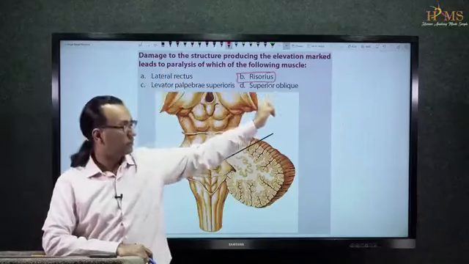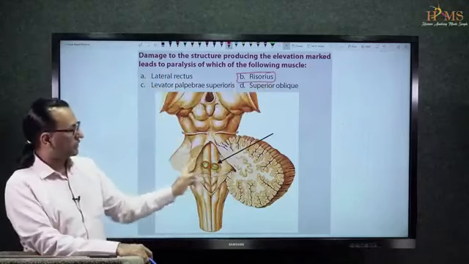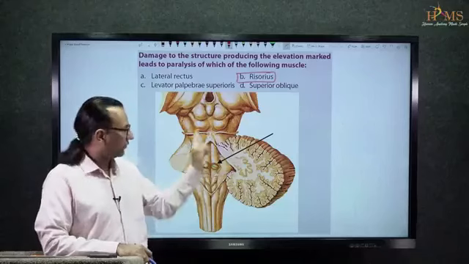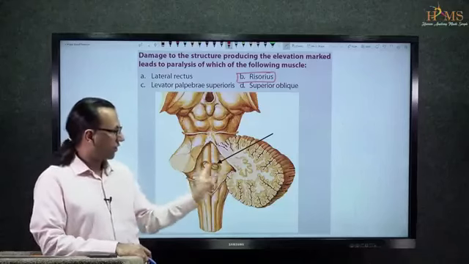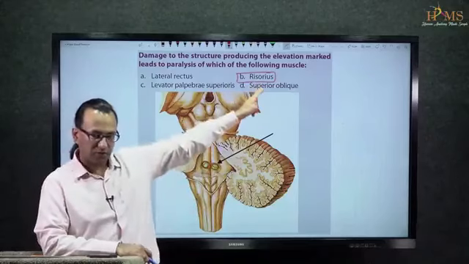But if you have to choose between the two answers, risorius or lateral rectus, the first answer should be risorius, because you have to understand it is a muscle of facial expression controlled by the facial nerve, which is producing this rounded elevation called facial colliculus at the floor of the fourth ventricle, dorsum of the lower pons. So we keep our answer as risorius here.